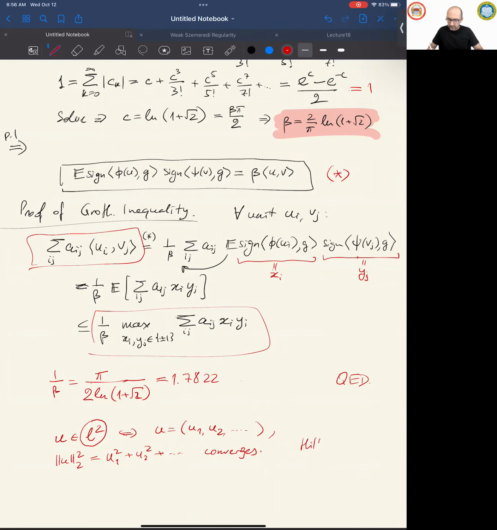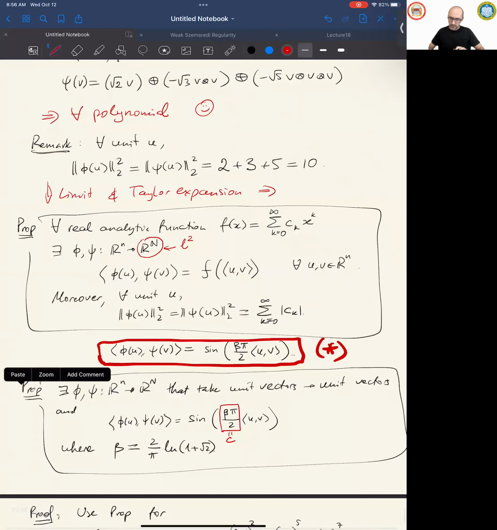It is a Hilbert space with the inner product of U and V, which is U1 V1 plus U2 V2 plus etc. Again, it converges. So that would be the proper way to do this, is to not restrict the dimension, just go immediately into infinite dimensions, L2.